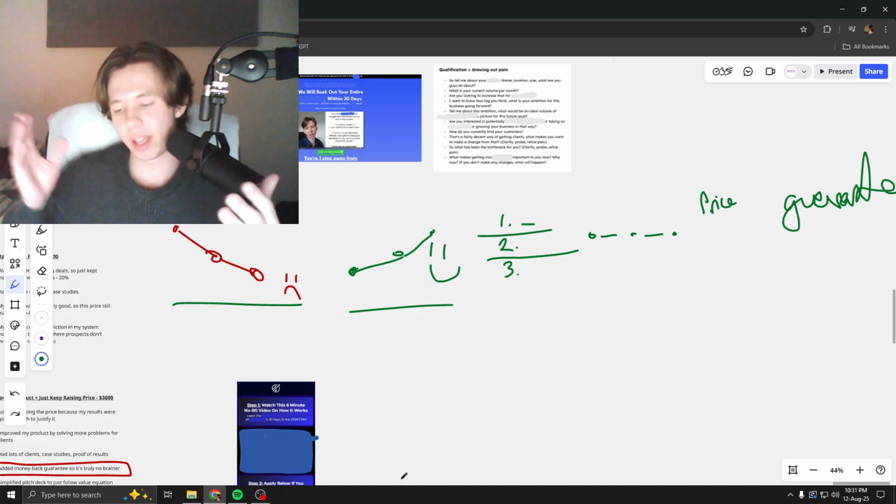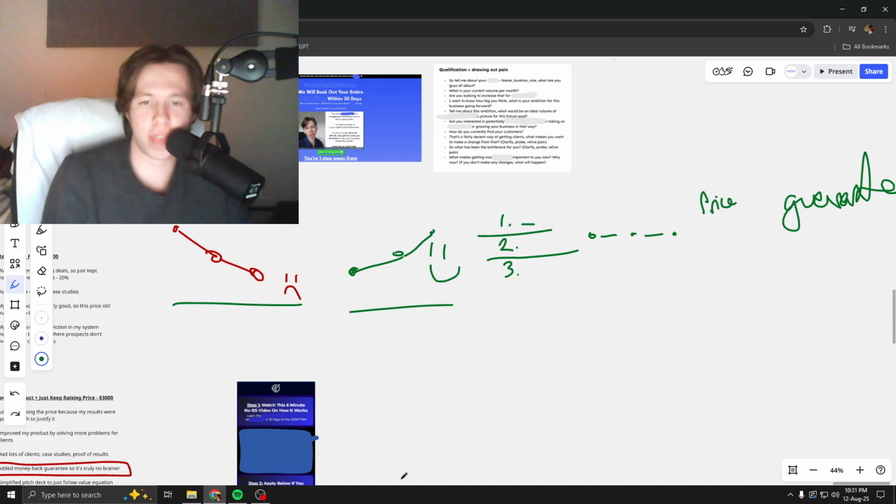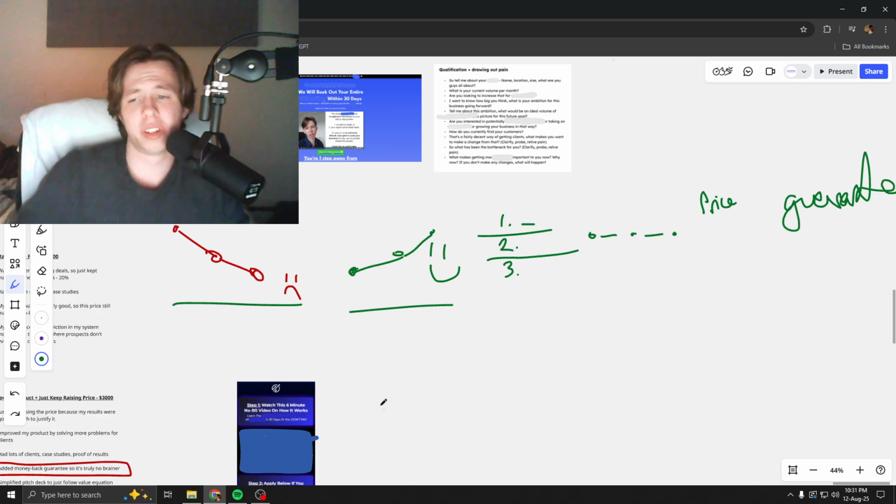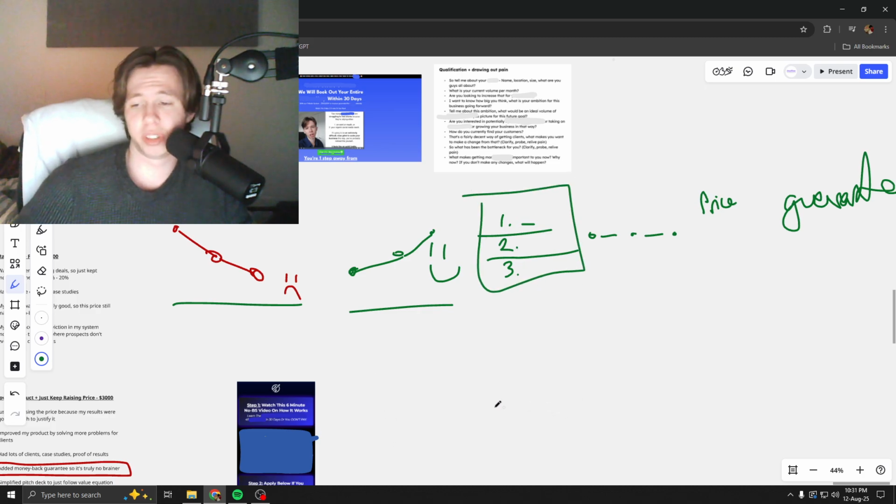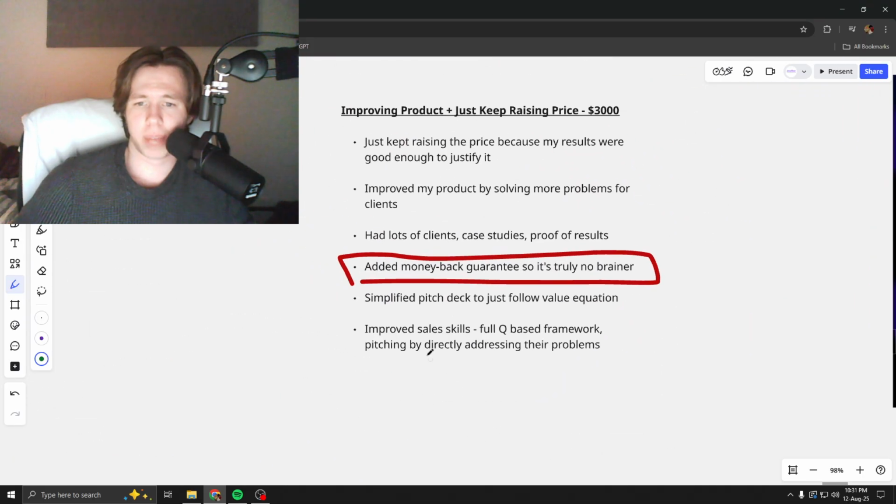They just care that it works and that it's going to work for them and that it's not going to require time, effort, and sacrifice. And if you can tick those boxes, they're in. They don't really care how you get it. So I just stopped talking about the features. And I improved my sales skills as well.